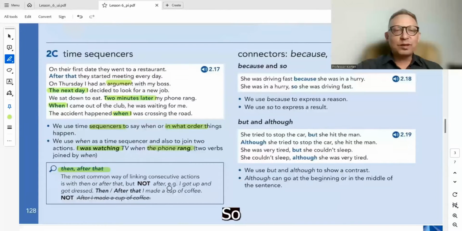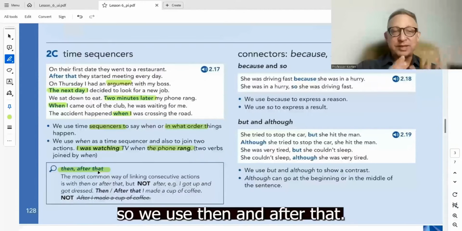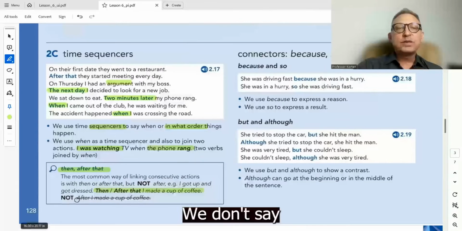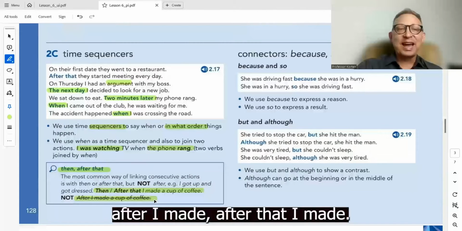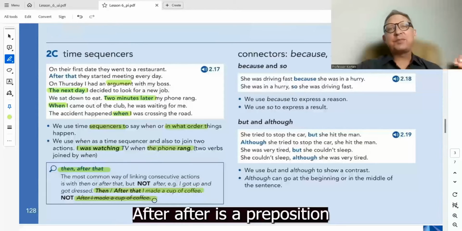So we use then and after that. So we can see how we use it. We don't say "after I made," "after that I made." So there's a difference between after and after that.